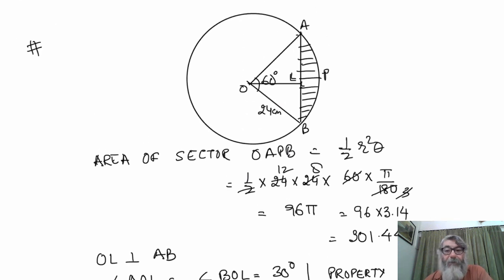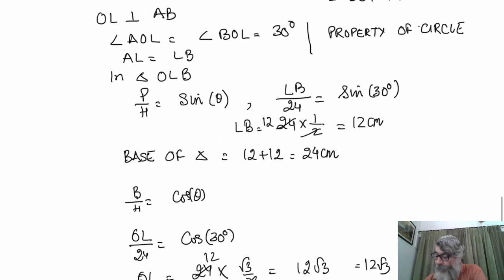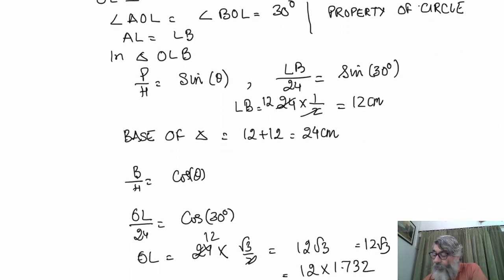Now the question is how to calculate the area of this triangle. We drop a perpendicular, as we did while explaining the chapter to you, and then use trigonometry for calculating OL and LB. Once we have got LB, AL will be the same, because the perpendicular from the center bisects the chord. So I have got the value of AB, which is 24, and I also got the value of the perpendicular, which came out to be 12 root 3.